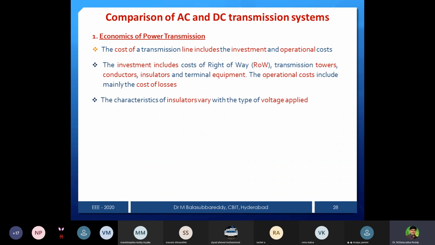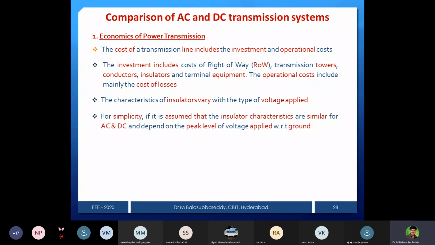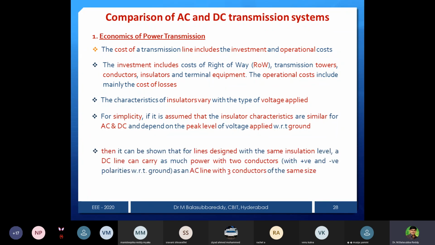The characteristics of insulators vary with the type of voltage applied, because insulators may not be a fixed one; they depend on your voltage levels. All these things will vary. For simplicity, we assume that the insulator characteristics are similar for both AC and DC, depending on the peak level of voltage applied with respect to the ground.